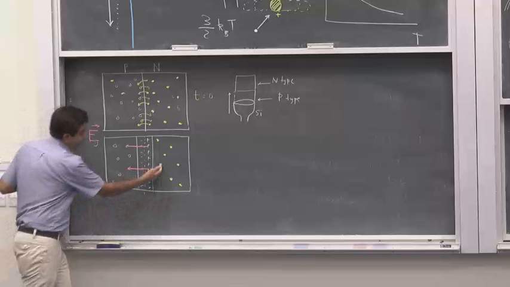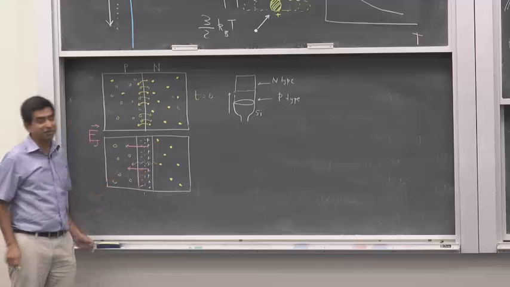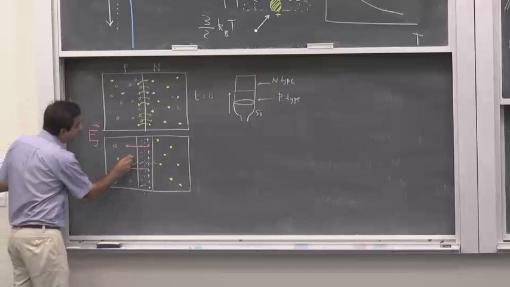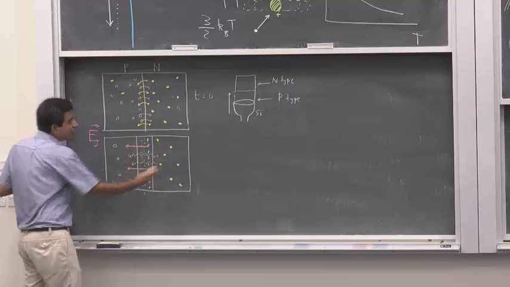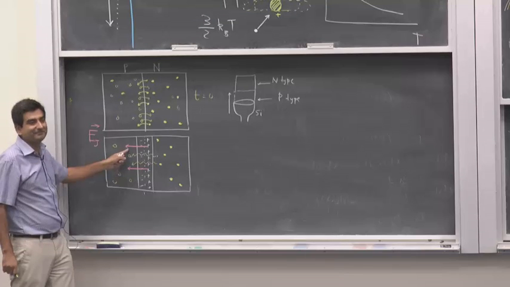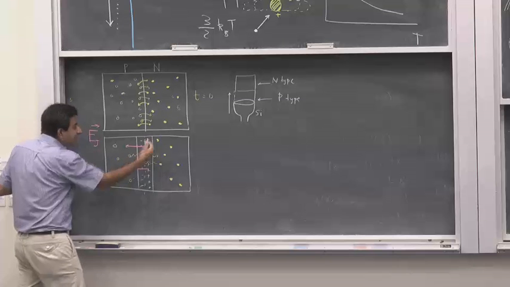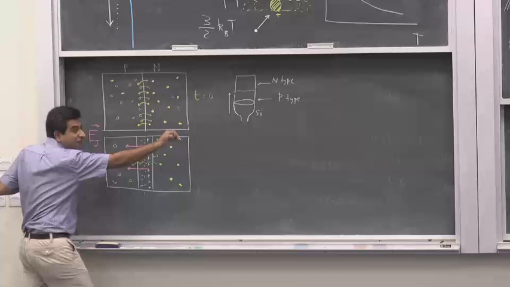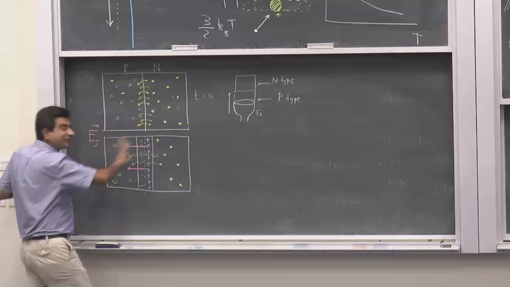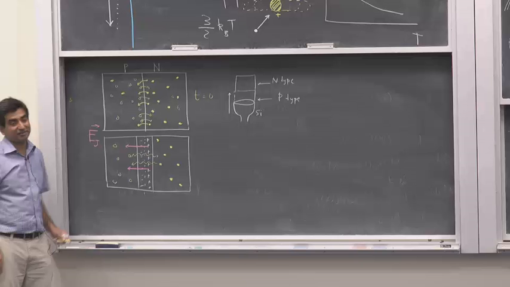So now if an electron would like to make this jump across the junction, it has to go against the direction of the electric field. If a hole wants to diffuse across the junction, it also has to go against the direction of the electric field. The electric field is pointing in this direction, which means positive charges inside would like to flow to the left and negative charges would like to flow to the right. But what diffusion is trying to do is make negative charges flow to the left and positive charges flow to the right. That's not allowed by the electric field inside this junction.